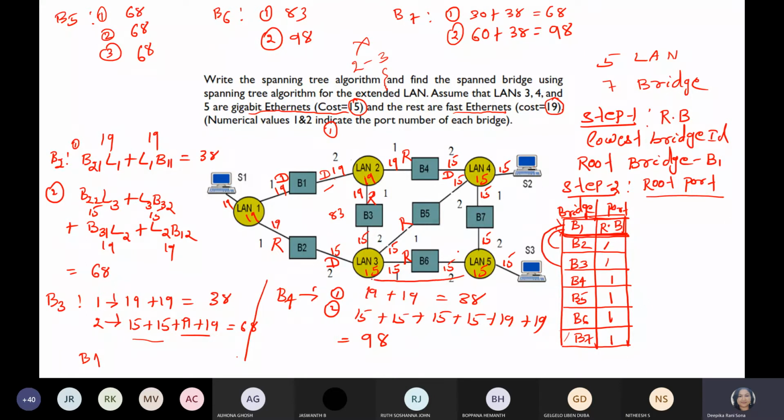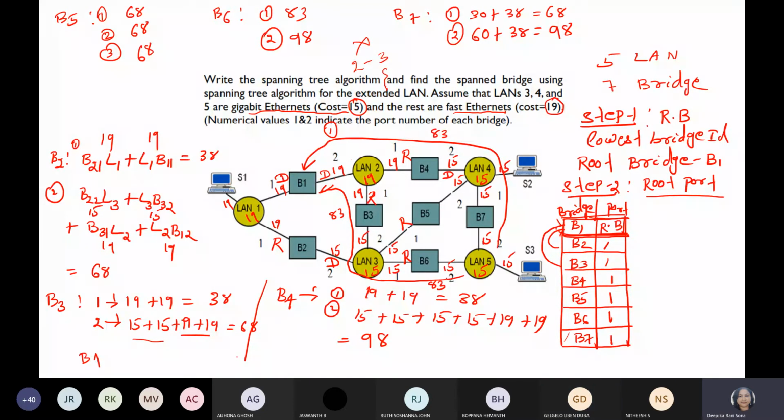So first path through B6, you may take this path, and B7 you may go entirely outskirt. Calculate the path: 15 plus 15 plus 15, 45 plus 38. How much? 83. So this path is 83, and this path, 15 plus 15 plus 15, 45 plus again 38, is 83. This is the same. Now a tie situation is there.